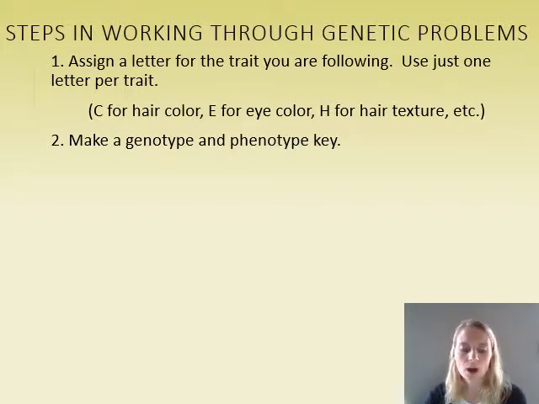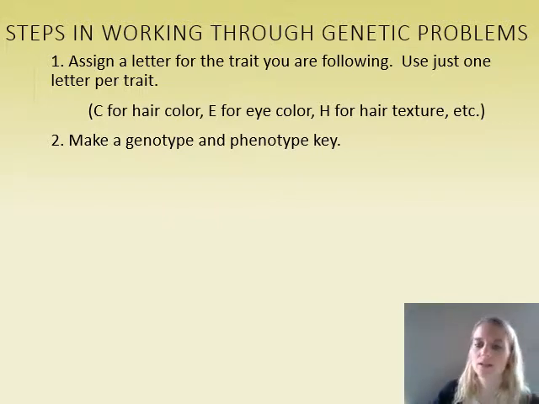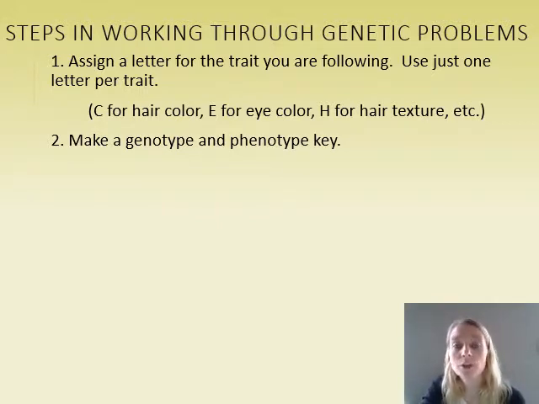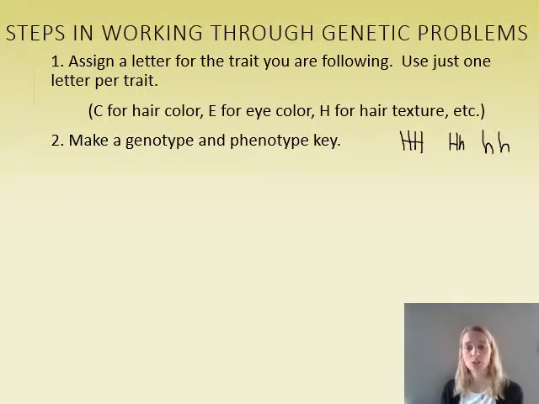Okay, second thing is make a genotype and phenotype key, kind of like a little clue to yourself about what's going on. Let's do hair texture, because I'm going to use that as an example a little bit later. If we're going to do a genotype key, remember genotypes are the letter combinations. So you could do homozygous dominant, you could do heterozygous, and you could do homozygous recessive, right? Those are all your possible genotypes. That would be your genotype key.